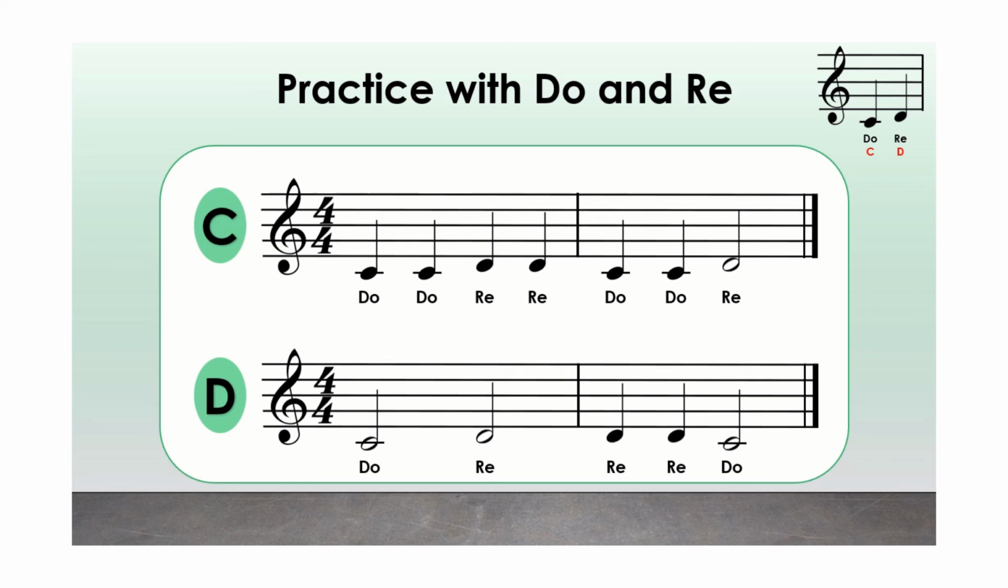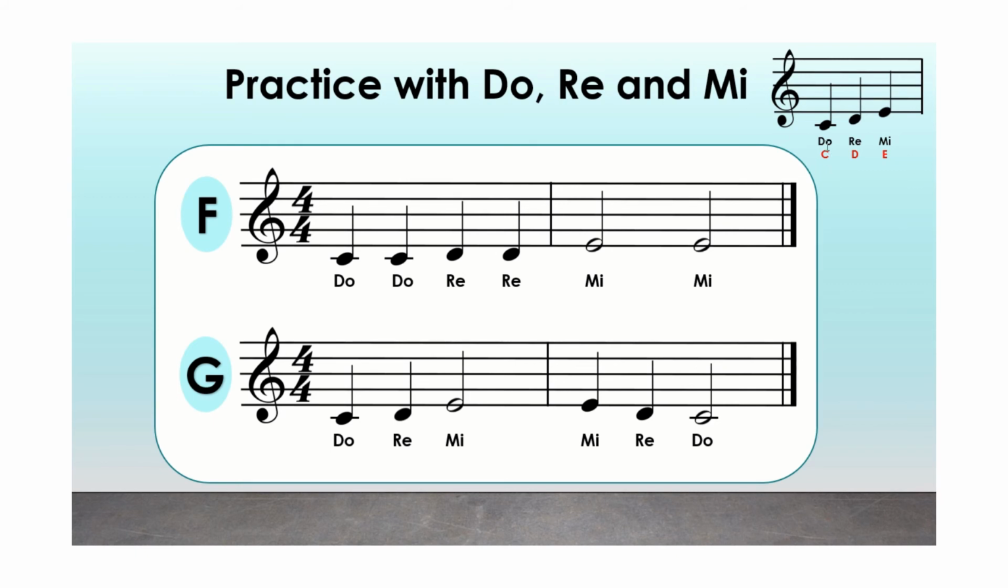All right, and now let's add mi in here. So this is what do sounds like. We go up to re, and now we go up even higher. One more step to mi. Look at letter F. Do repeats. Then we go up to re for 2 quarter notes, and then up to mi and hold it for 2 beats. Stay on mi, hold it for 2 beats.